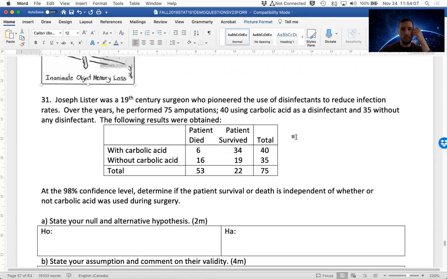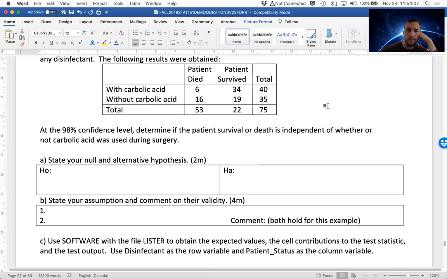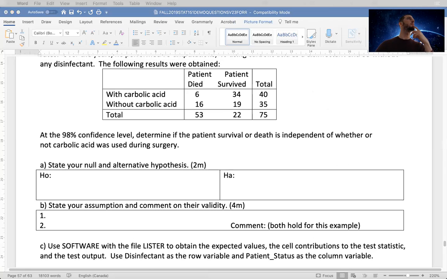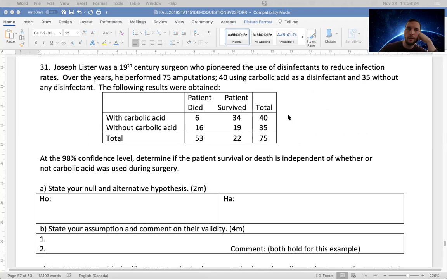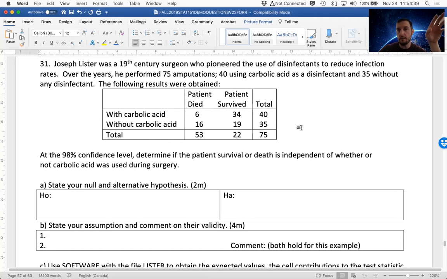Okay, in exercise 31, we have the following data set. Use software with the Lister file to obtain the expected values. So we need the Lister data, which I assume is in the dataset file. What we're doing here in exercise 31 is exactly the same as what we were doing in exercise 30. We're running a chi-square independence test, trying to determine if there is evidence that the row variable, with or without carbolic acid, is independent of the column variable, whether or not the patient survived.